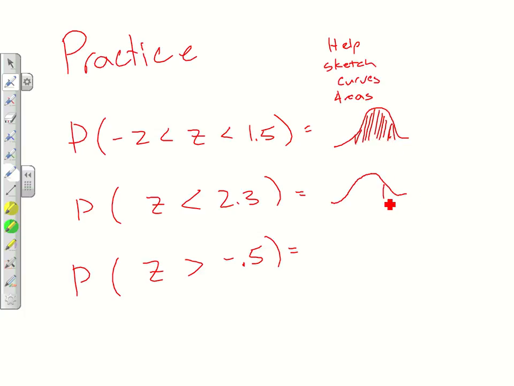Now the next one, less than 2.3. Well, 2.3 is over here. I'm going to talk about another pretty substantial value. Greater than negative 0.5. Negative 0.5 is pretty close to the mean. Greater than is going to be a little bit bigger than 50%. And let's do another one. Why don't we do z greater than 1.56.